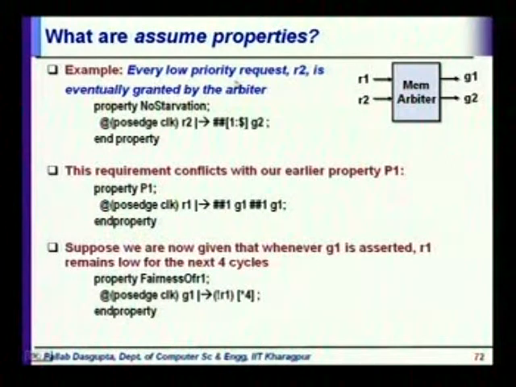It says every low priority request R2 is eventually granted by the arbiter. We want to add this property. So we write this as property no_starvation at posedge clock, R2 implies sometime in the future G2. Now the problem is that this property conflicts with our earlier property P1. Remember what P1 was? P1 was that whenever the high priority request comes, then for the next 2 cycles grant must be asserted. Now why does this conflict with this?